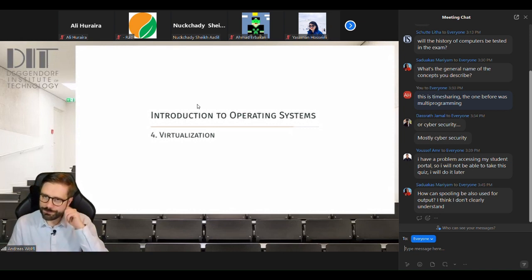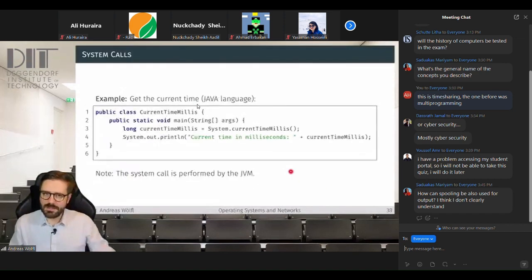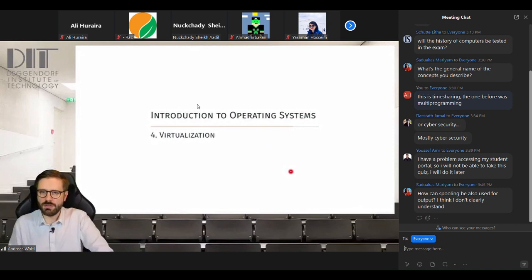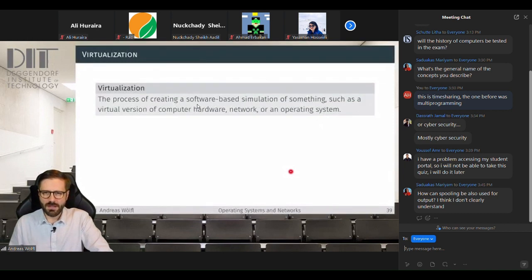This is spooling. So next, there is a subchapter on system calls, which we will tackle next time because we lack the time today. We have 10 minutes left. And in these 10 minutes, I want to talk about virtualization because we need that for the next time.